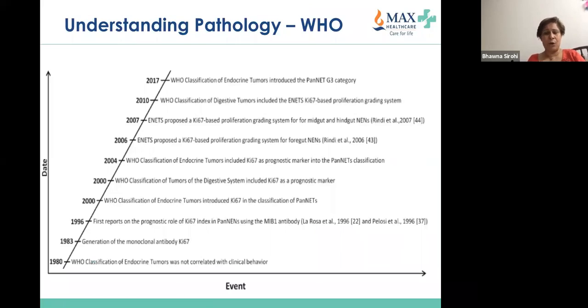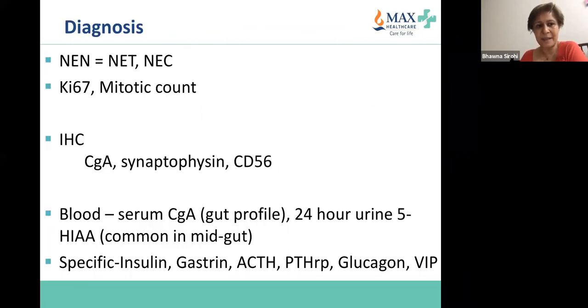Now, understanding the pathology is very, very important for neuroendocrine. So it started from the 1980s. The Ki67 came in as a prognostic marker in pancreatic NETs. Then we labeled them as, so we no longer use the term carcinoid, which used to be used earlier. The terminology to use now is neuroendocrine neoplasm. And I would suggest that when you read through the guidelines, you will read the history about the WHO classification. So neuroendocrine neoplasms can be a tumor or a carcinoma. Very important that every patient has a Ki67 and a mitotic count.